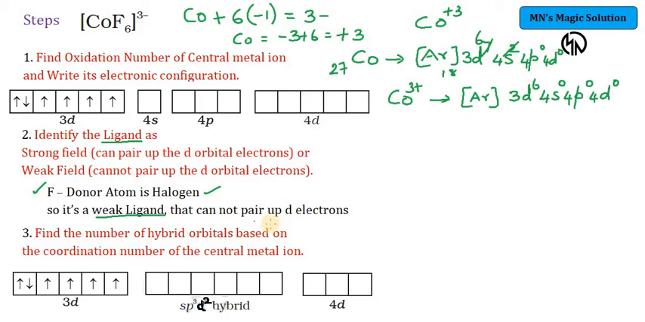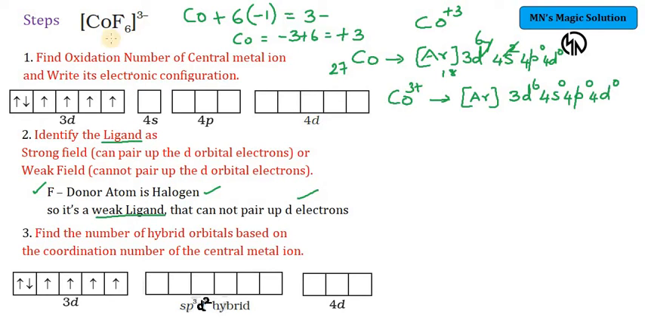So it cannot pair up the d electrons. In the previous scenario, the d electrons jumped and paired up, because NH3 is a strong ligand and pushed these electrons from their places. But this is a weak ligand. Can it push them? No. So what does it do? The electrons in 3d stay as they are, without any change at all. So it has to find another way.